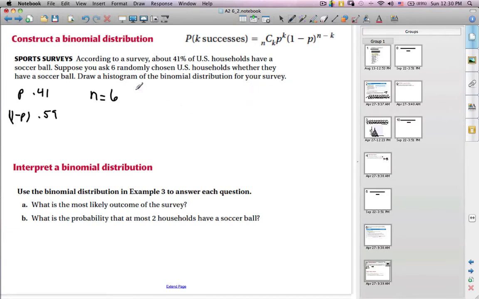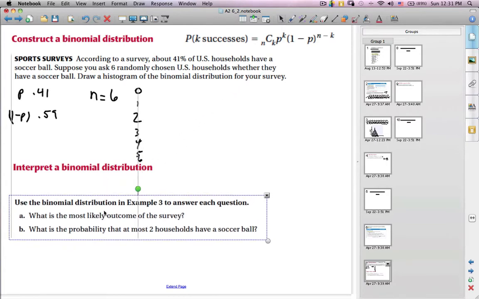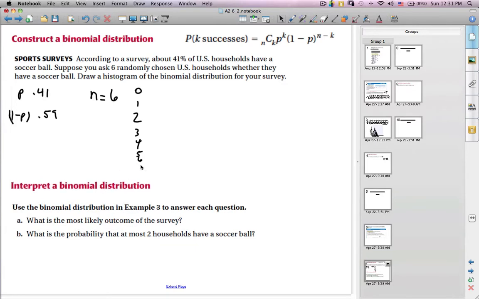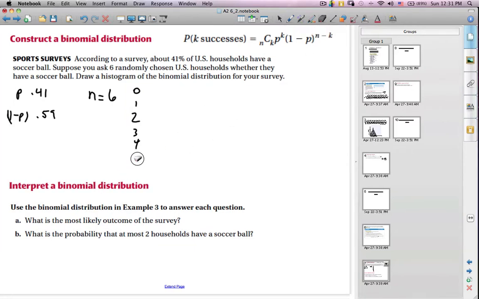We could have 0 houses, right? We could have 1, 2, 3, 4, 5, or 6 that have soccer balls. Those are the different possible outcomes that we could have. I'm going to just get the 6 and the 5 apart from each other there.